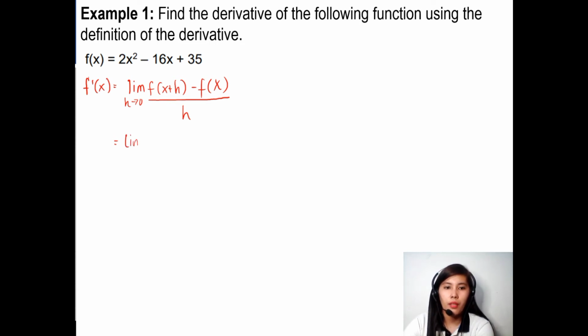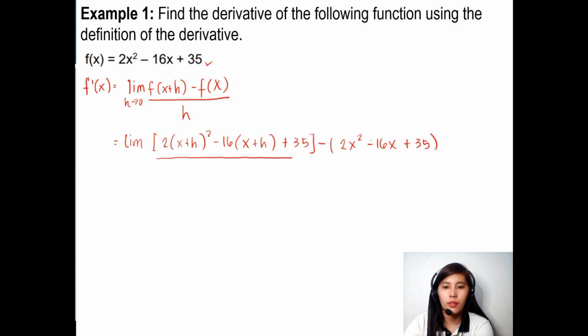Okay, so the limit of 2 times x plus h squared minus 16 times x plus h plus 35, then minus our f of x, that is the original equation, so minus 2x squared minus 16x plus 35, all over h as h approaches 0.